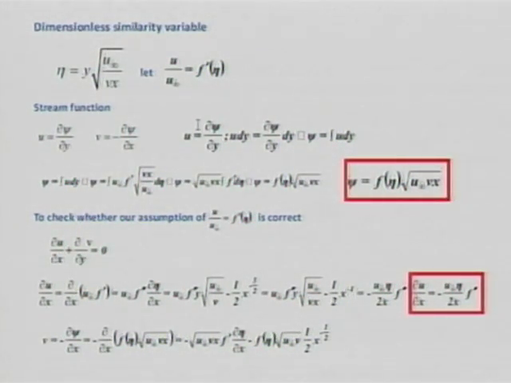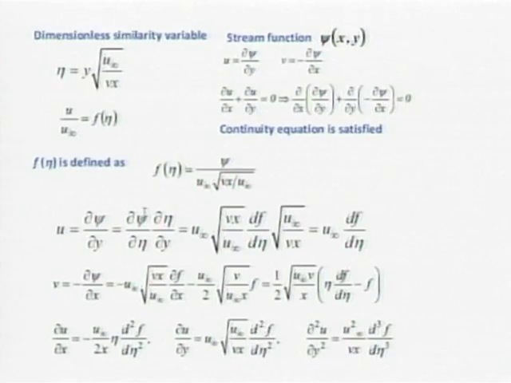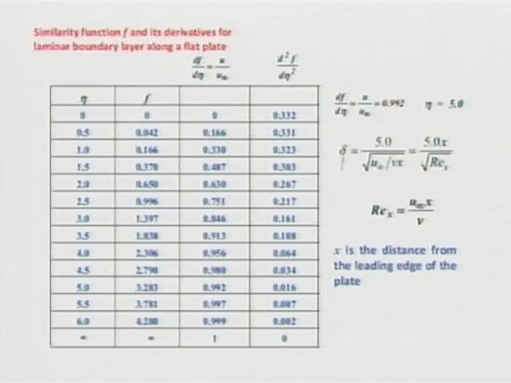I am going to go very fast, I know, but if you do all that algebra you get this equation with the appropriate boundary conditions. If you solve, you are going to get that delta equal to 5 x, we saw, no, delta by x is of the order of Re_x to the power of minus half, that is what it is.